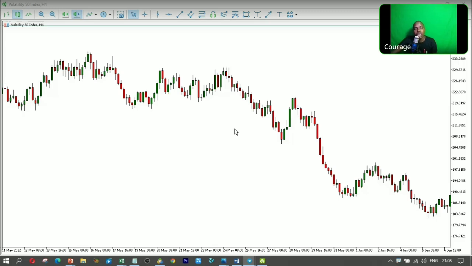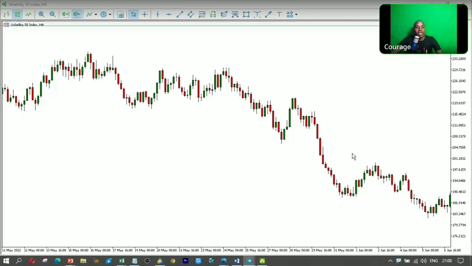For you to trade this strategy, you need to be able to identify three things. Number one, you need to be able to identify a trend correctly. You need to be very good at reading trends, and also you need to be good at identifying and drawing support and resistance. And then you also need to be good at candlestick patterns.